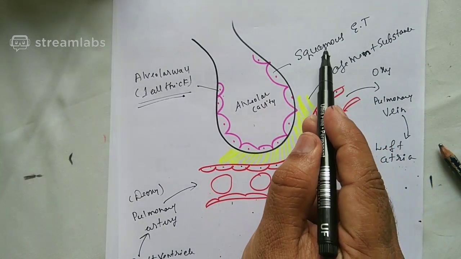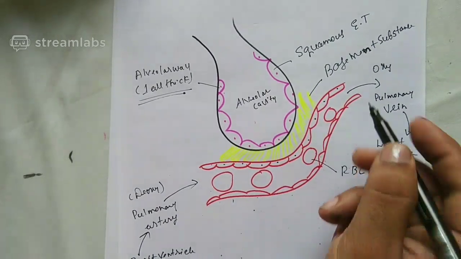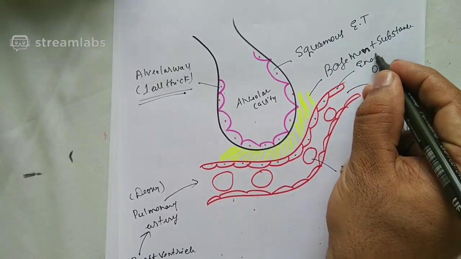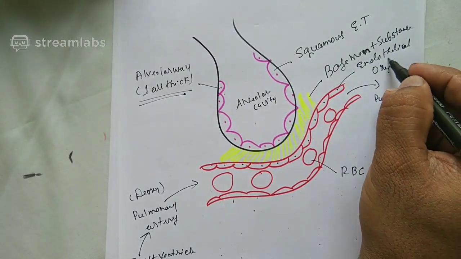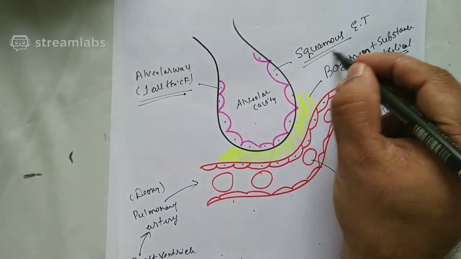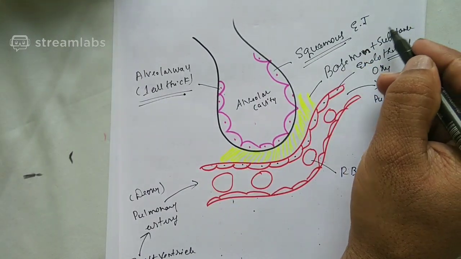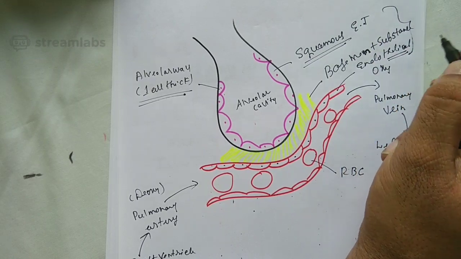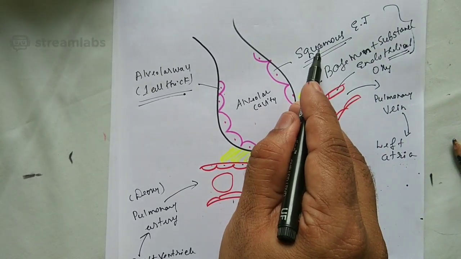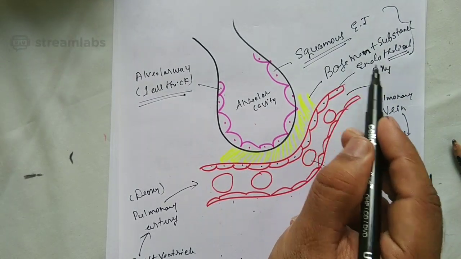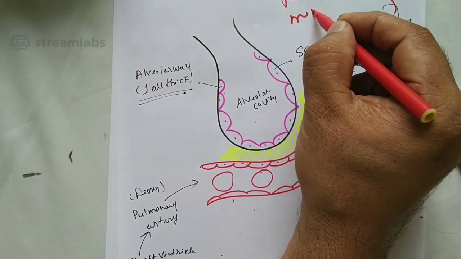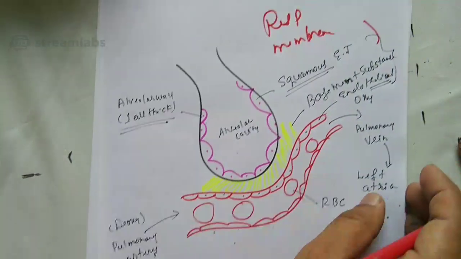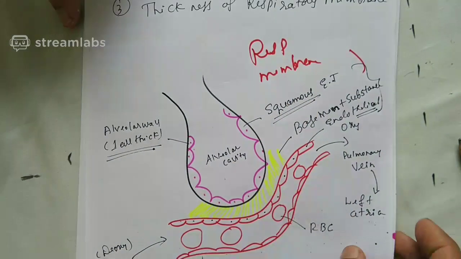That means squamous epithelial tissue, the endothelial cells of the blood vessels, squamous epithelial tissues of alveoli, and the basement substance of both. Together, three things: squamous epithelial tissue, basement substance, and membrane. Hope the matter is very clear. The respiratory membrane is made up of 3 layers.